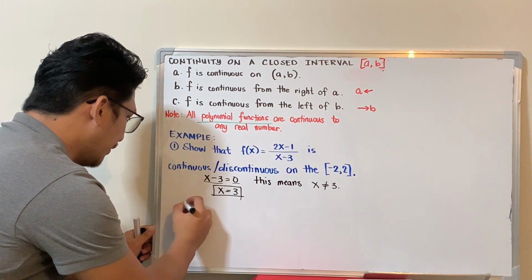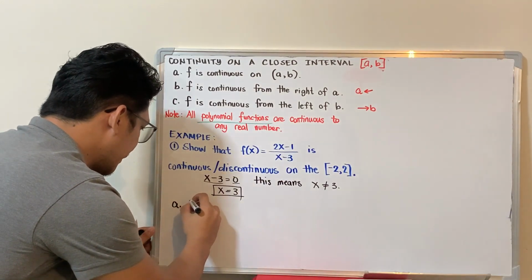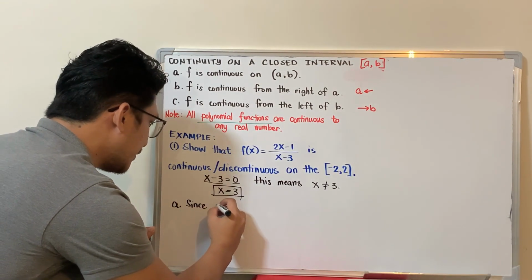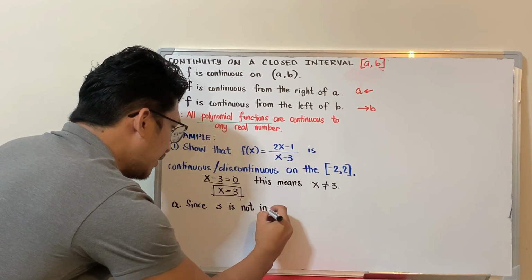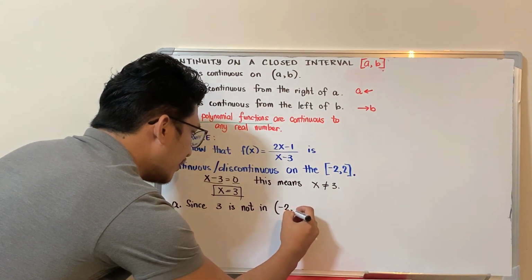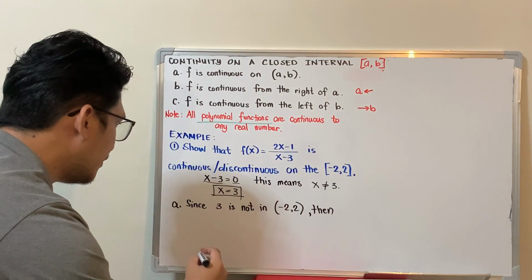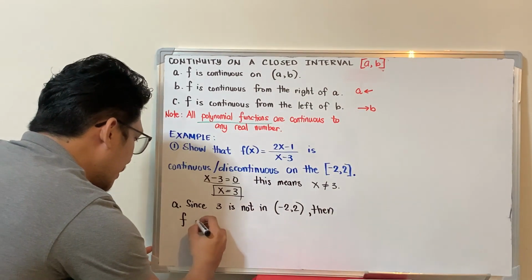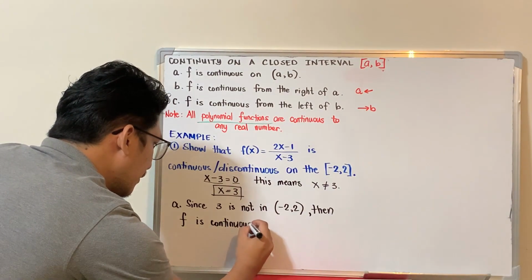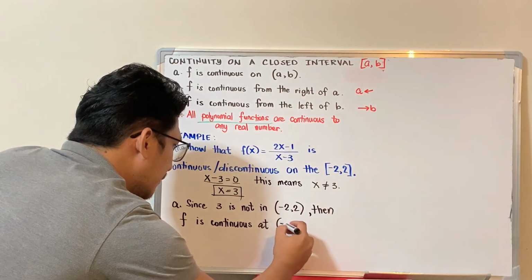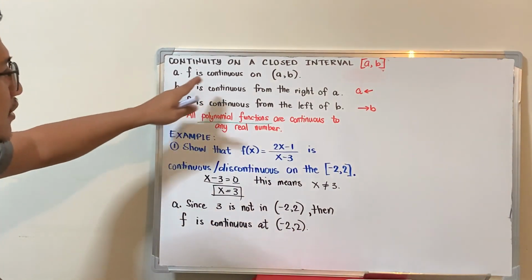Okay, so here we go. Letter A: since 3 is not in the open interval negative 2 and 2, then the function f is continuous at the open interval negative 2 and positive 2. So it is satisfied for letter A.